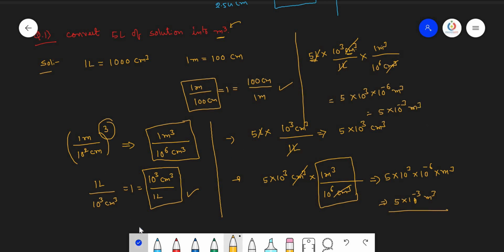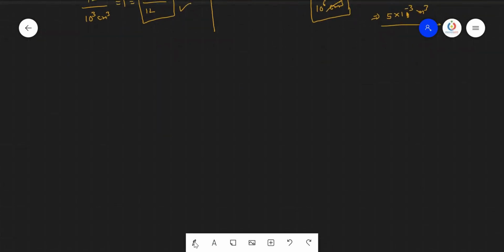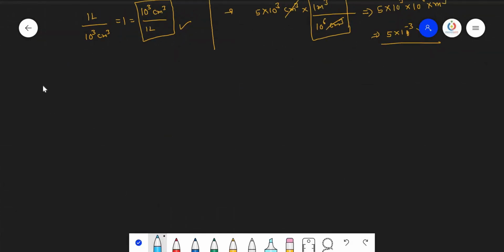So in this way we have to solve the question. Let us solve some other questions also. So question number 2. In question number 2, let us take how to convert days into seconds. The given question is, let us take for example 4 days. You convert these 4 days into seconds. So convert 4 days into seconds.